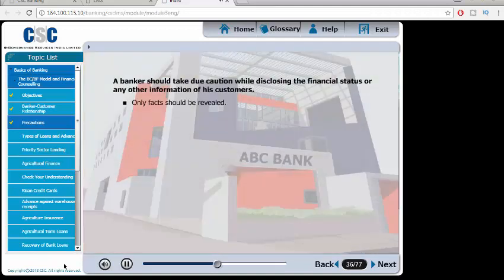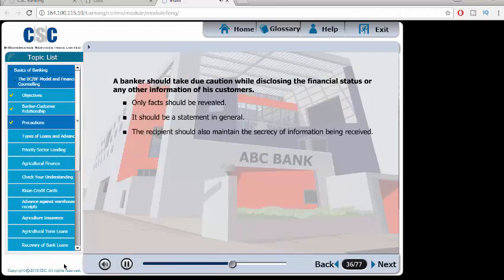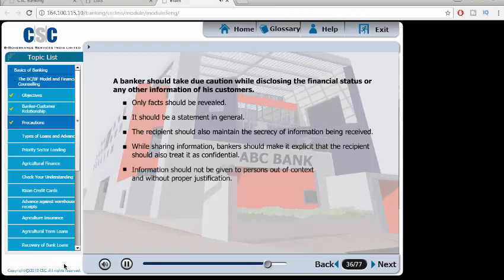Only facts should be revealed. It should be a statement in general. The recipient should also maintain the secrecy of information being received. While sharing information, bankers should make it explicit that the recipient should also treat it as confidential. Information should not be given to persons out of context and without proper justification.